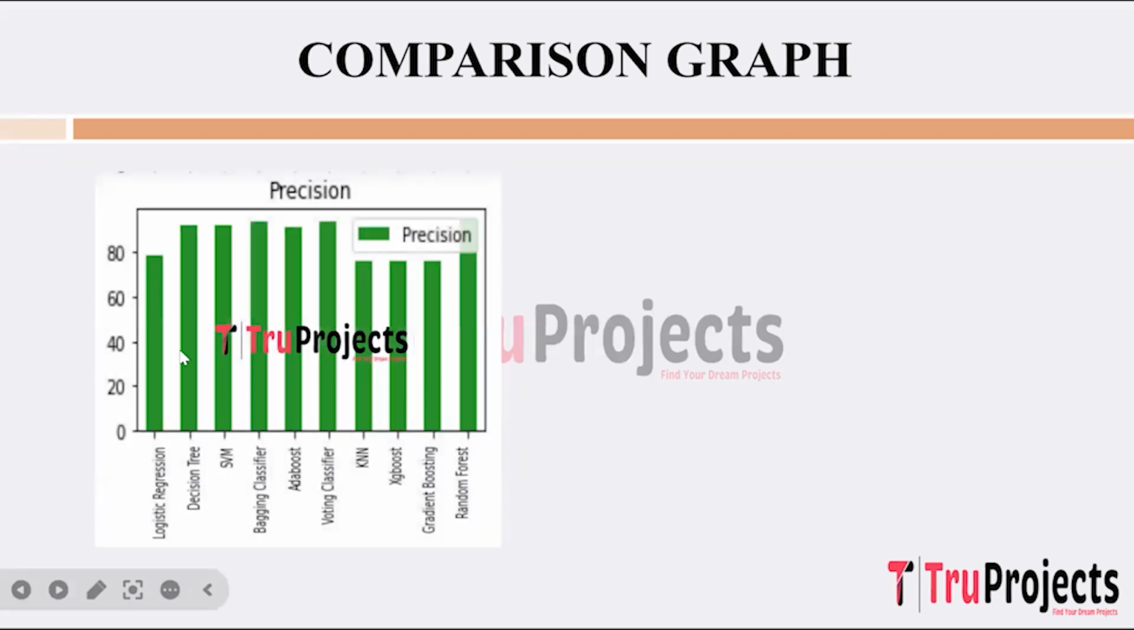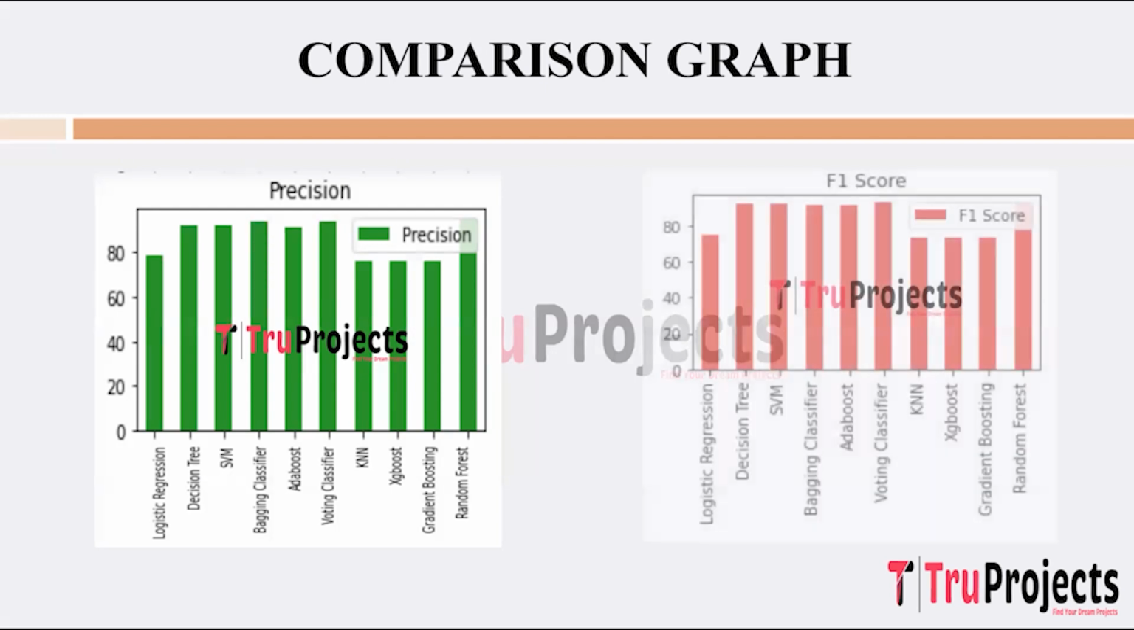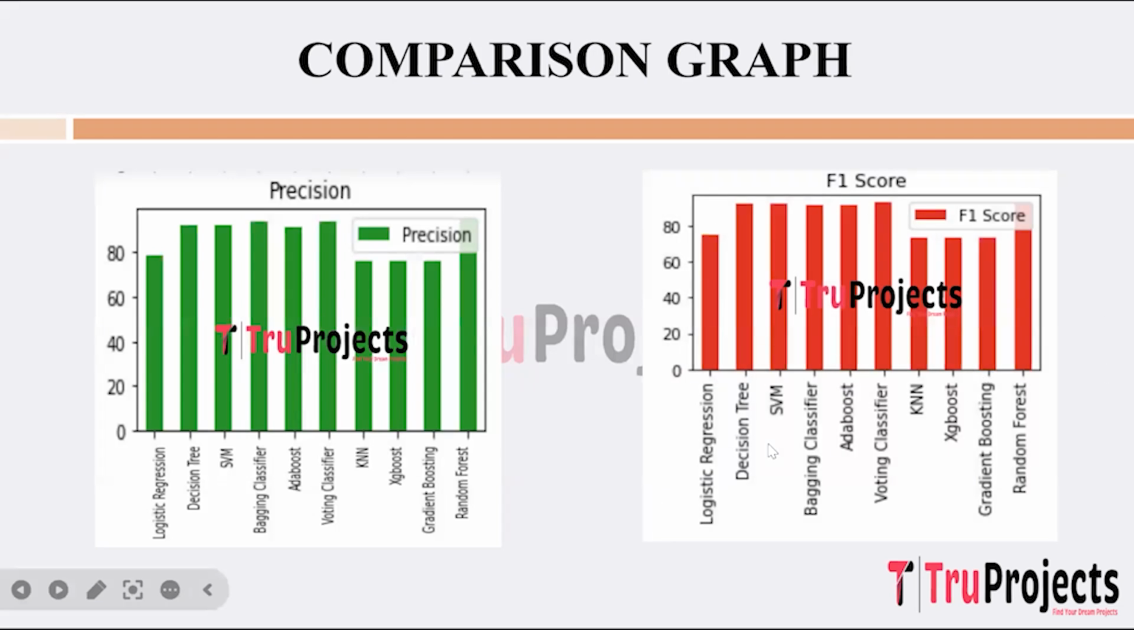This is precision comparison graph. Here on the x-axis we have algorithm name and on the y-axis we have precision score. Precision is a metric that assesses the accuracy of positive predictions made by the model. It calculates the ratio of true positives, correctly predicted positive instances, to the total number of positive predictions, true positives plus false positives. This is F1 comparison graph.